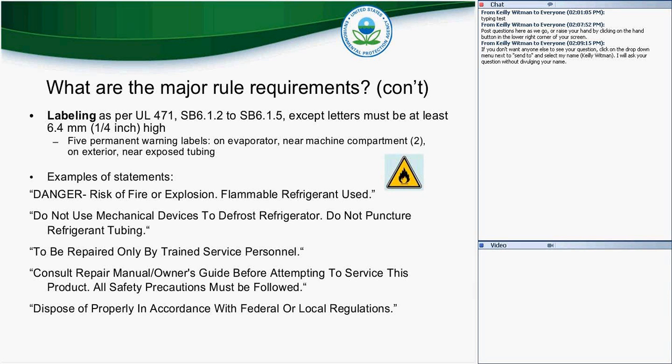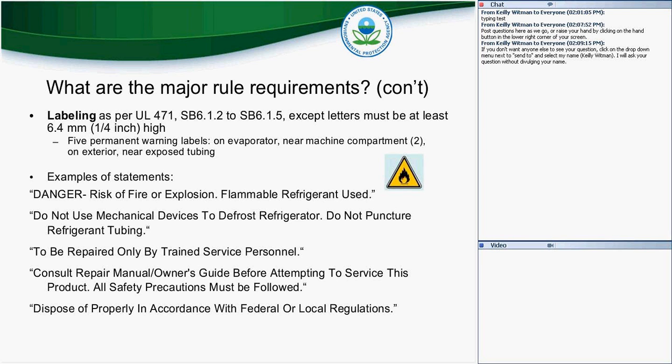Some other major requirements, just like in the UL 471 standard, the rule requires labeling. In fact, we tried to cut and paste the specific warning statements into the rule. The one thing that's different is that the standard requires that the lettering be 1/8 of an inch high, and EPA's regulation says at least a quarter of an inch high. So you should be able to meet both requirements by having the larger font size.